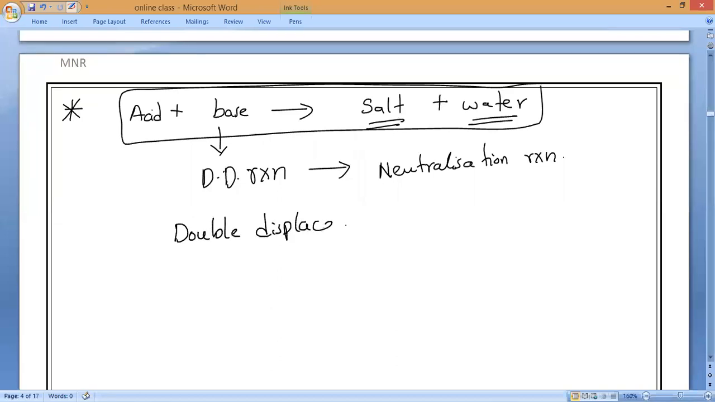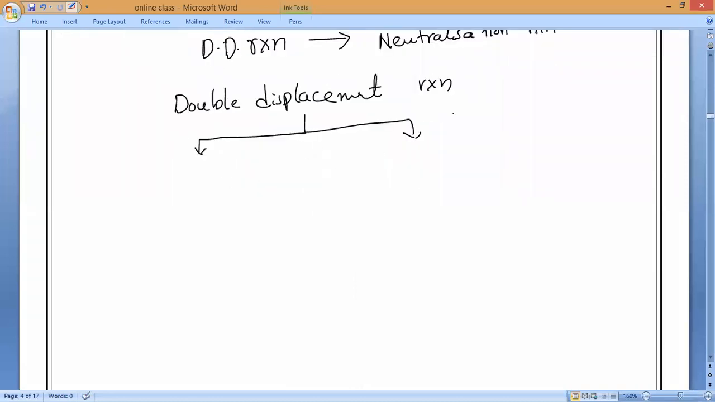How many types of double displacement reactions are there? Two types. Understand, everyone? That is what you have to remember. Double displacement reactions are two types. One is precipitation reaction. Second one is called neutralization reaction. Everyone, clear? Any doubt? Please respond. That's all. So now let us go.